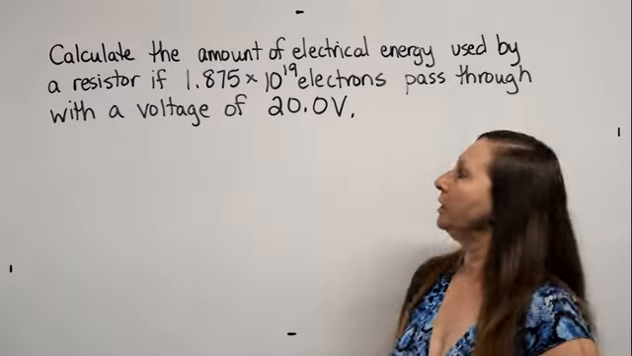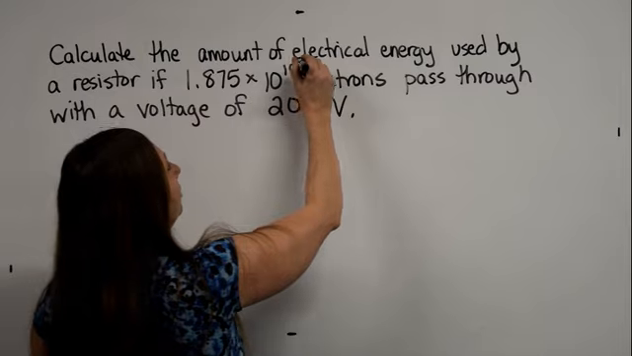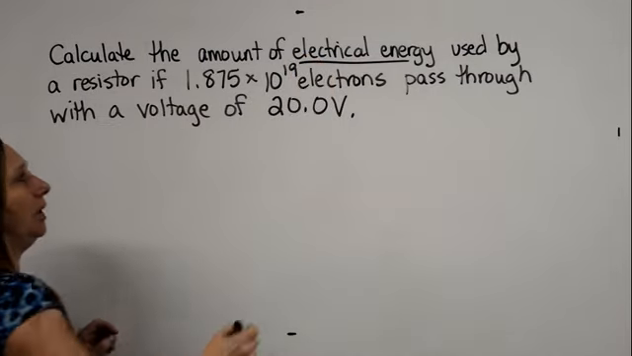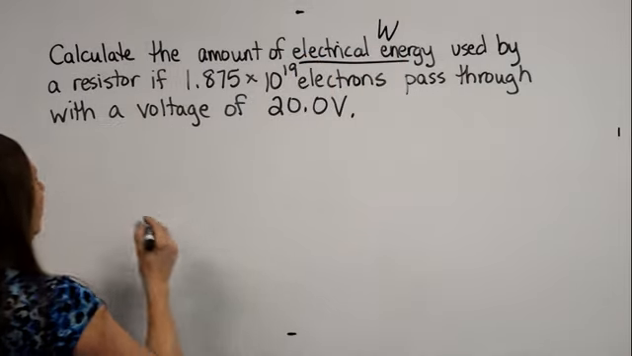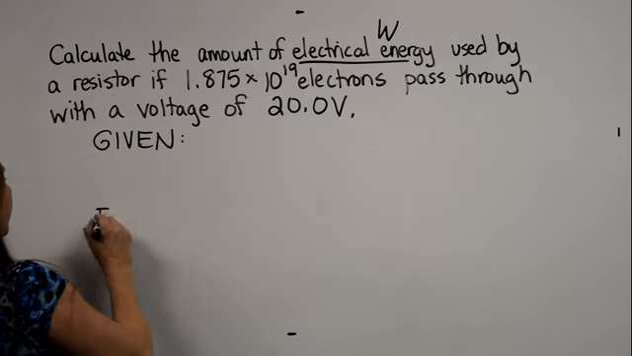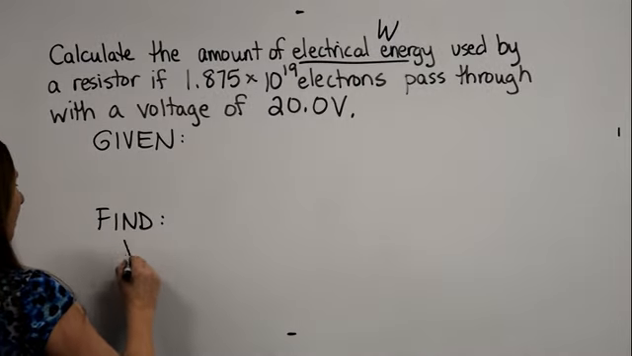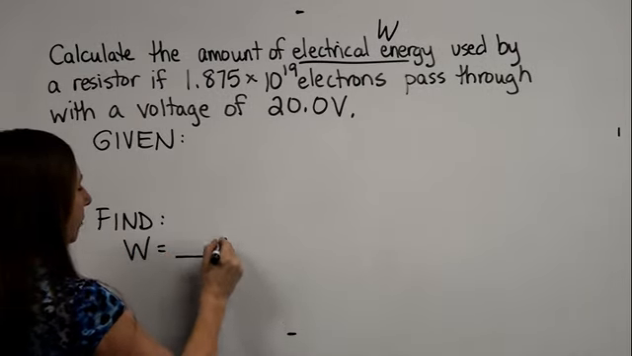All right, so let's see what this question here is asking. Calculate the amount of electrical energy. They're asking us to find W, the work. So given, and find. We're being asked to find W. W equals a certain number of joules.